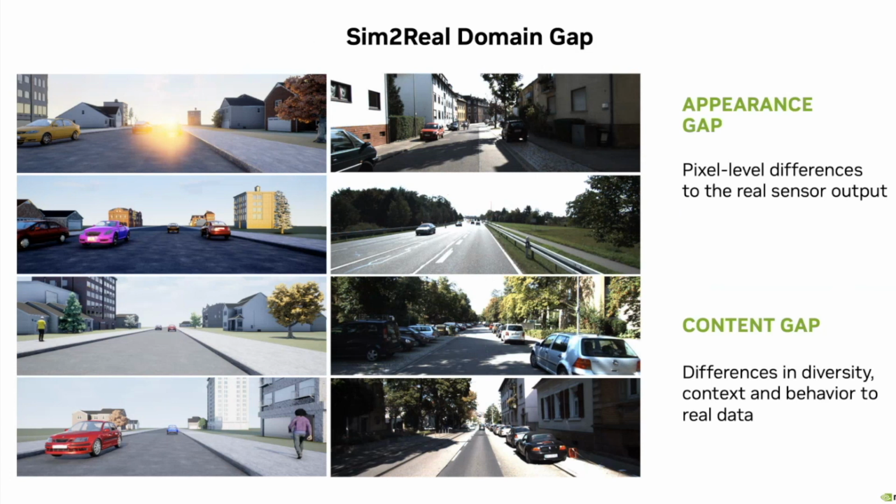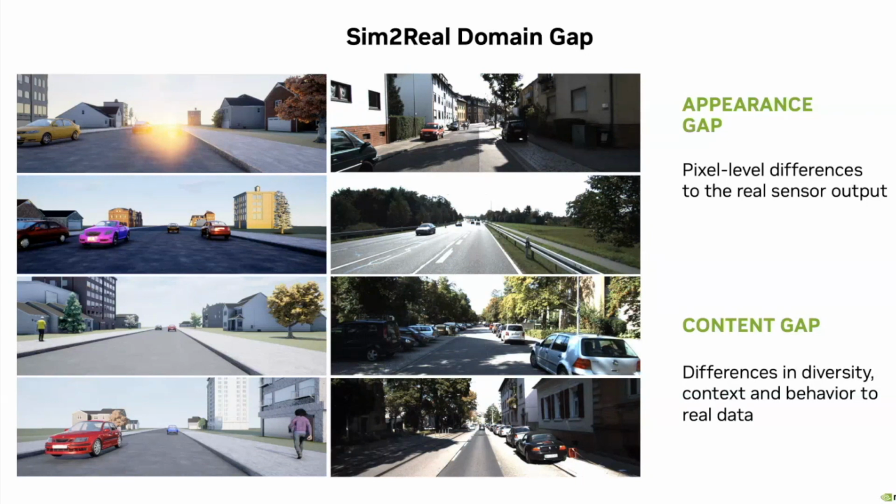One important thing you need to be aware of when training with synthetic data is the so-called sim-to-real domain gap. And the sim-to-real domain gap can be of two different kinds. The first one is the so-called pixel-level differences to the real sensor output. Think of anything you can find different between reality and your simulation. It could be different capabilities of your rendering system. It could be different textures used. It could even be different materials.